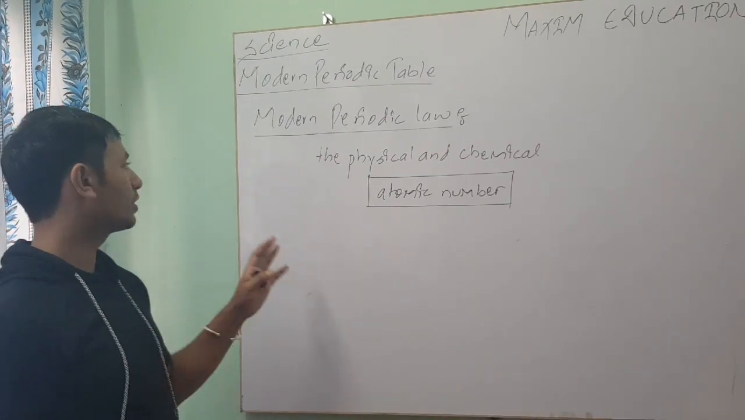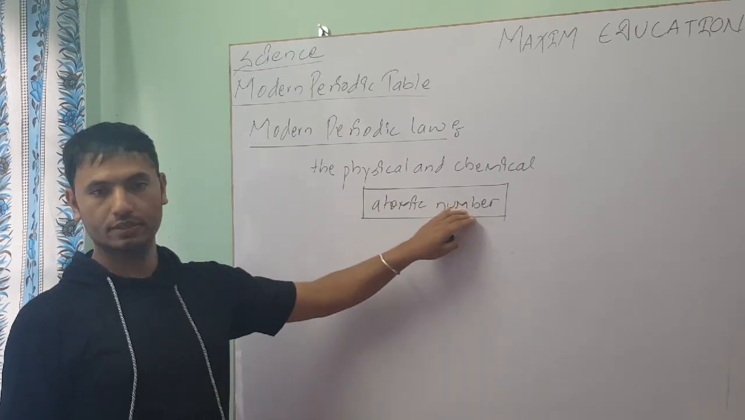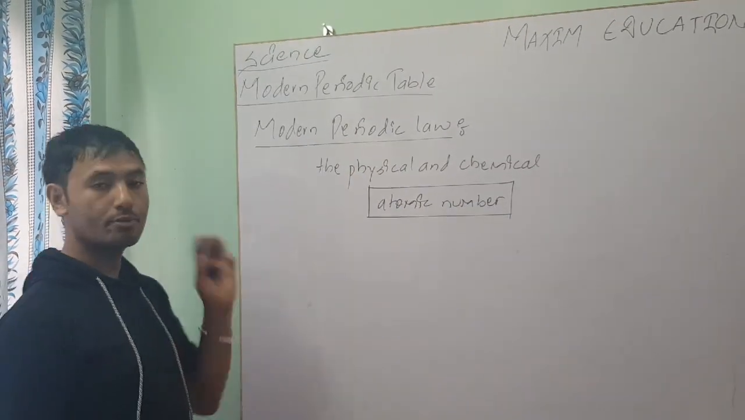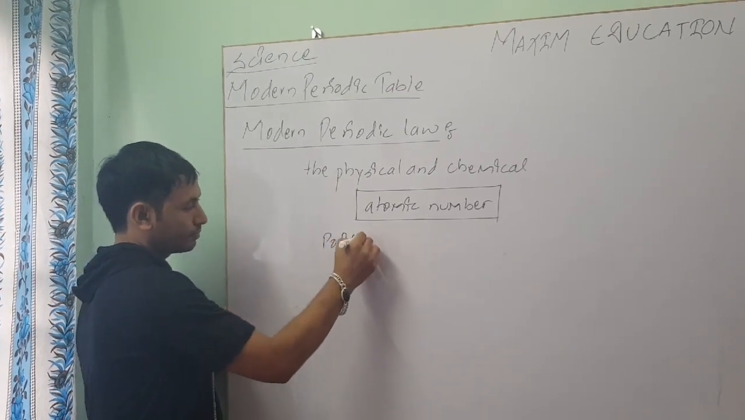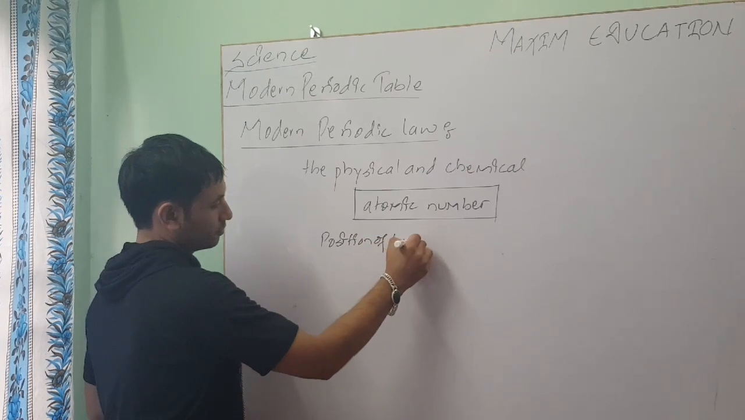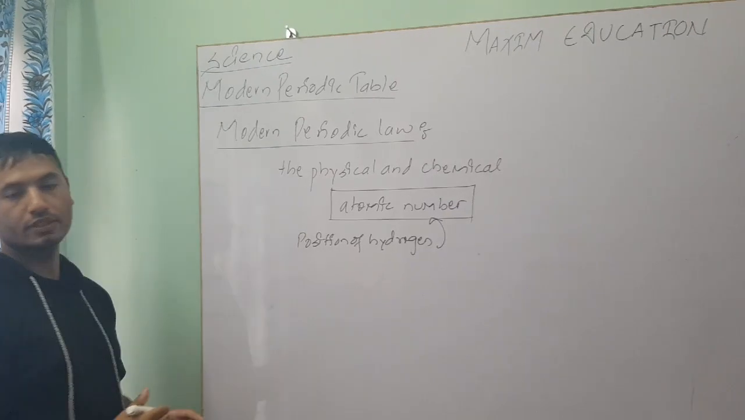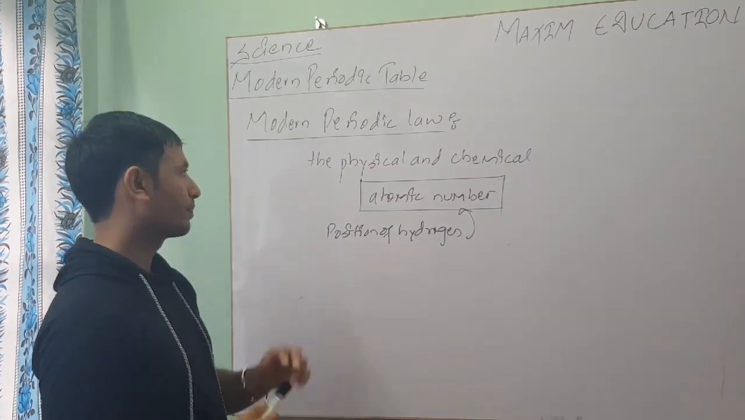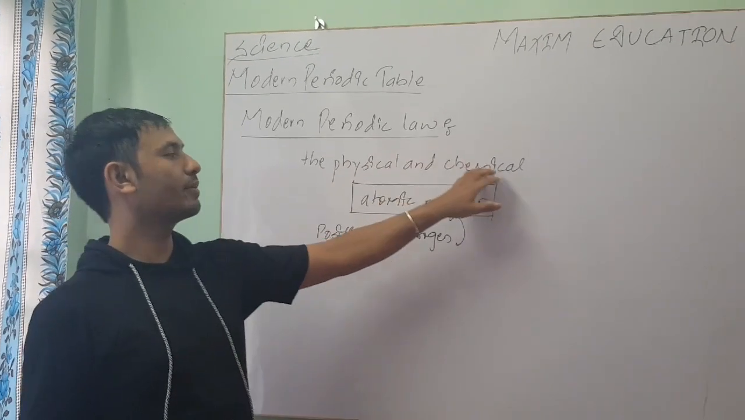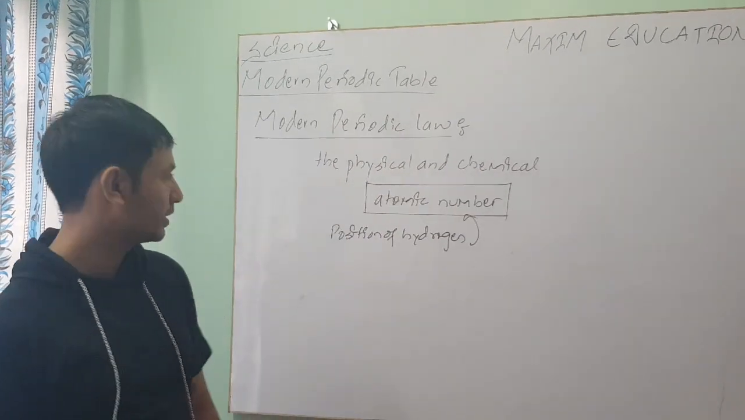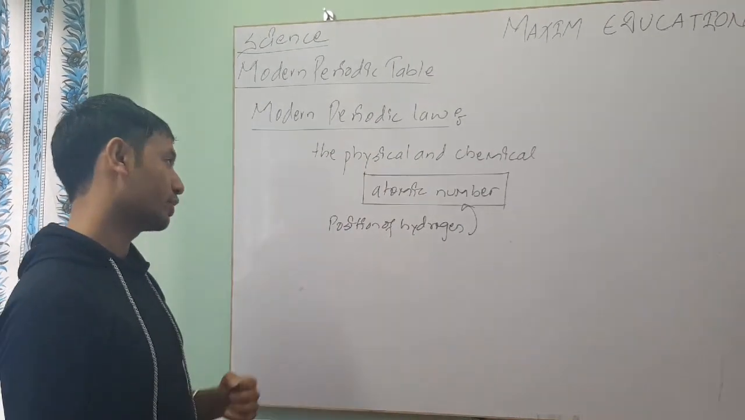Earlier in Mendeleev's periodic table, the elements were classified on their atomic mass. And the drawback of Mendeleev's periodic table was the position of hydrogen. It is now cleared with this new modern periodic law. After a fixed interval of atomic number, the physical and chemical properties of the elements get repeated, which is known as the periodic function, like I talked about in my previous video.